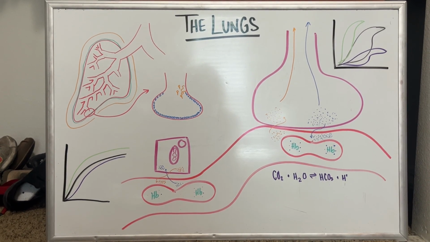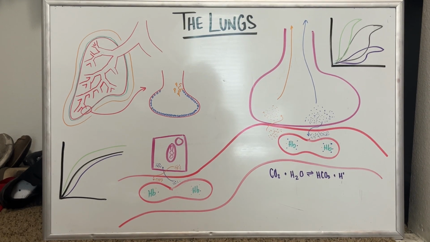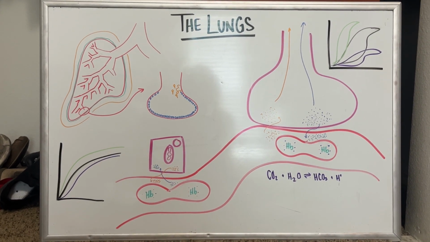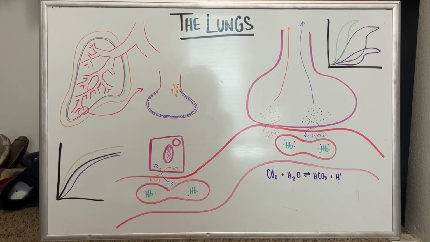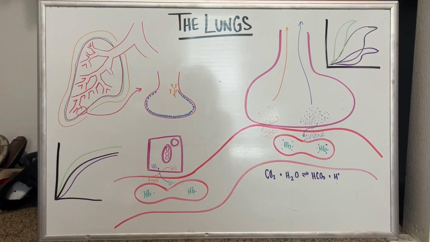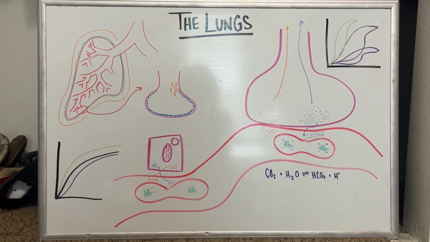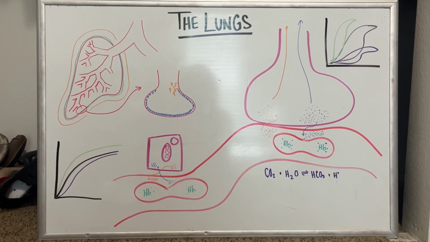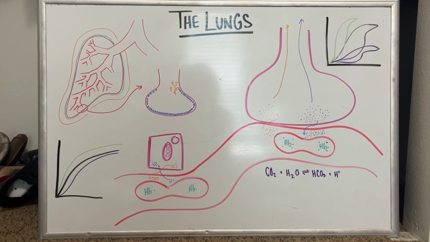In the tissues, carbon dioxide enters red blood cells where the enzyme carbonic anhydrase rapidly catalyzes its reaction with water to form carbonic acid. Carbonic acid then dissociates into bicarbonate and hydrogen ions. The hydrogen ions released typically bind to hemoglobin, which helps buffer the blood pH changes and also triggers the Bohr effect.